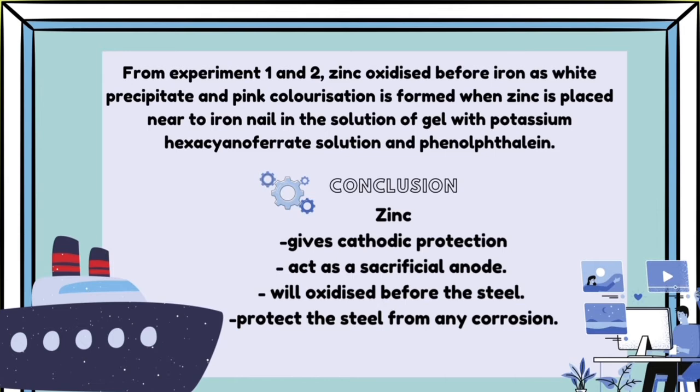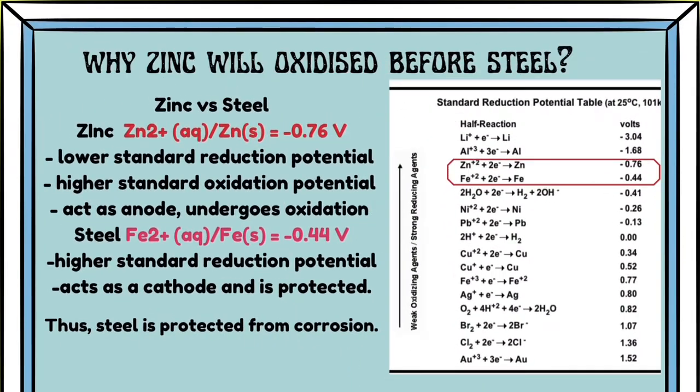We can make conclusion that zinc is more reactive than steel when immersed in seawater, which means that zinc gives cathodic protection and acts as a sacrificial anode. The zinc will oxidize before the steel and protect the steel from any corrosions. Why will zinc oxidize before steel? As we can see from the table, zinc has lower standard reduction potential, which is negative 0.76 volt.